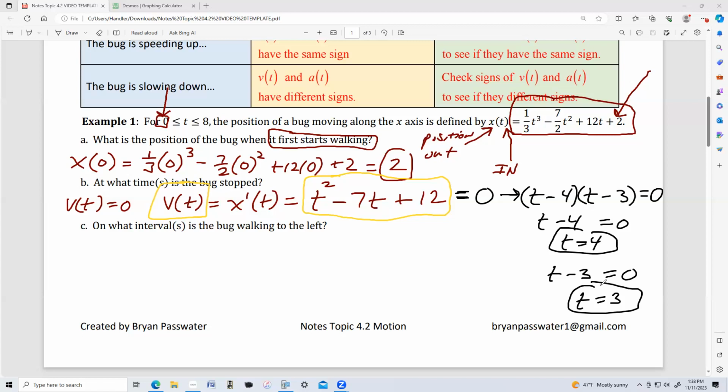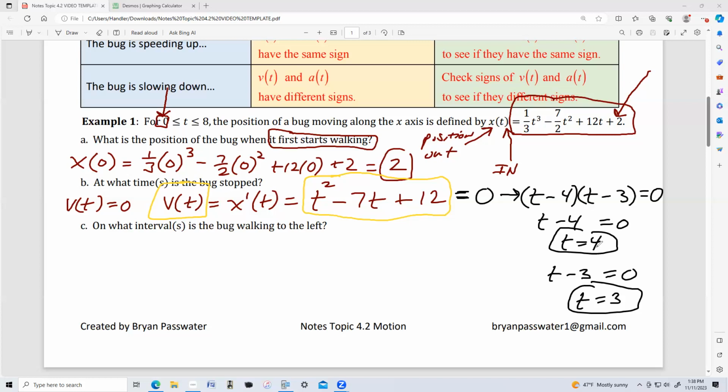And somebody would say, well, why did it stop? Well, why might you stop? Maybe it's tired. Maybe it stopped for a snack. Maybe it was threatened and endangered and it froze. Okay, so the bug is moving from time 0 to 8. And during that 8-minute interval, it decided to take a break at exactly the 3-minute mark and the 4-minute mark.